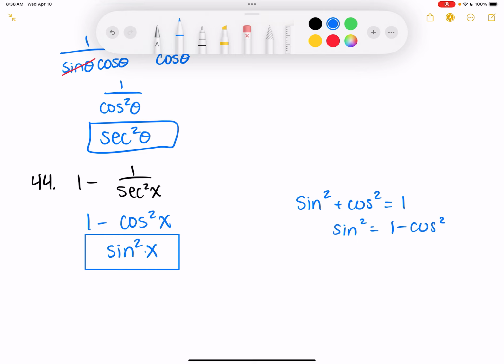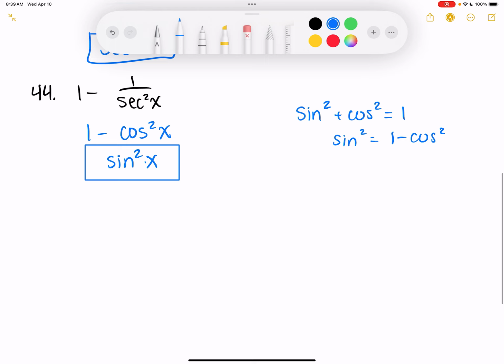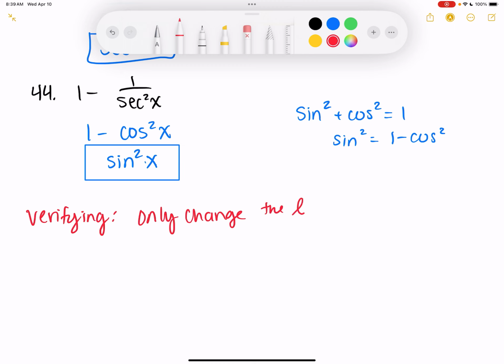All right, now we're getting into verifying the identity. What we just did is a little bit harder than what we did yesterday, but the same process, and that's really still going to be true for what we're about to do. But something you need to know about verifying: with verifying, only change the left side. Leave the right side alone. To verify, I can only manipulate one side.